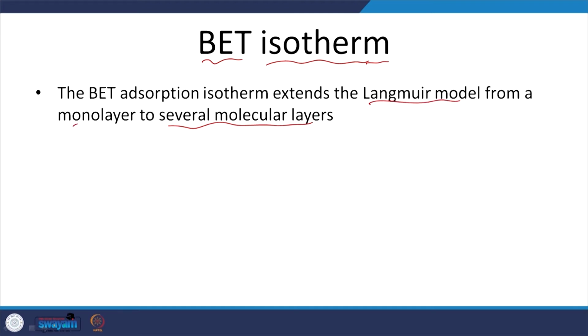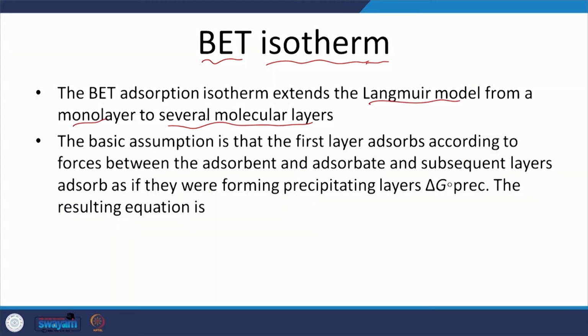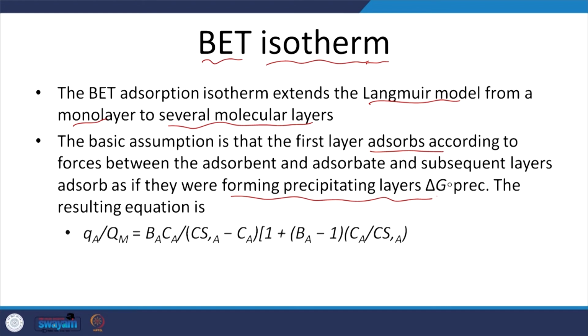Langmuir is for monolayer, this one is for several molecular layers. Here we are saying the first layer adsorbs and subsequent layers adsorb as if they were forming precipitating layers, let's say. That's the relevant aspect. So the relevant equation, again, we are not going to mug up anything, you just need to be aware of it. But the key aspect is this allows for several layers, not just monolayers, right.